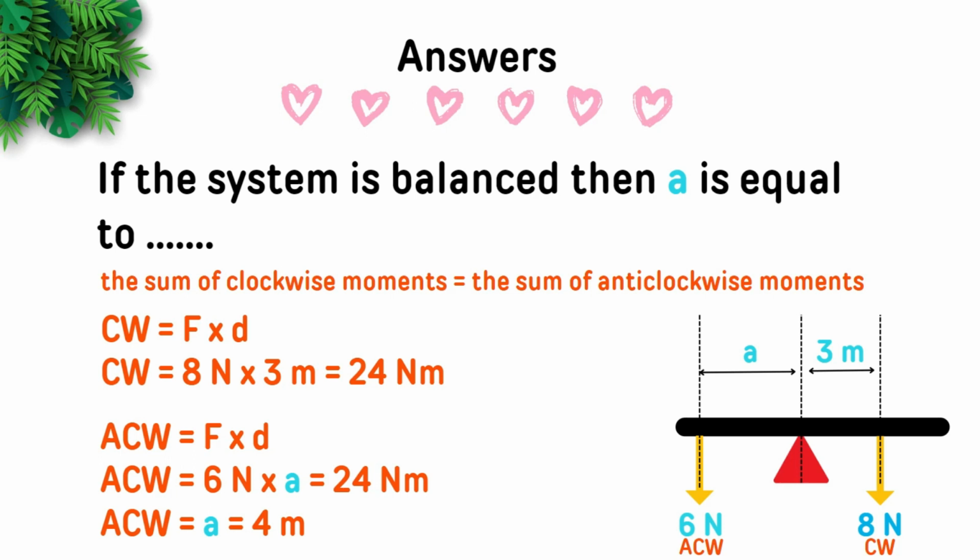So, if you have 6 newtons multiplied by an unknown distance to get 24, we need to know 6 times what gives us 24. Aha! We find that it is 4 meters. Remember, before we start any question, we always determine our clockwise moments as well as our anti-clockwise moments.